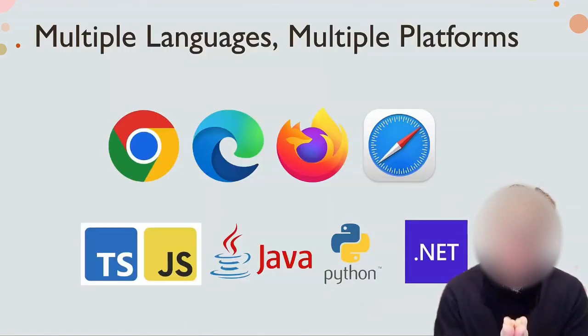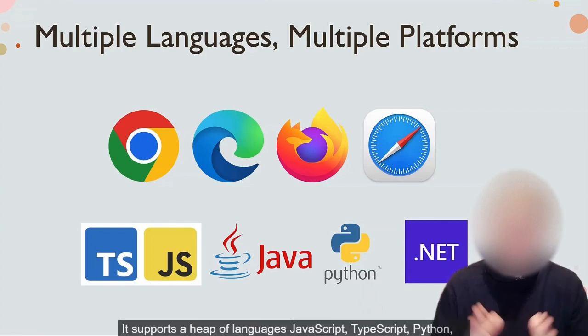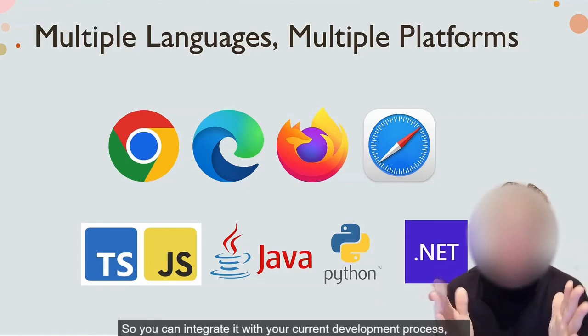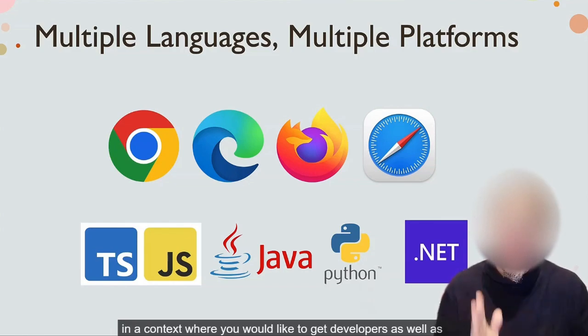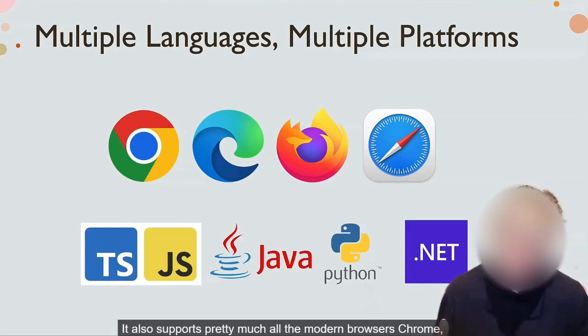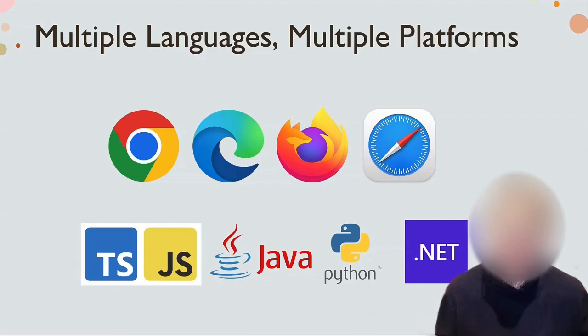One of Playwright's big strengths is how versatile it is. It supports a heap of languages: JavaScript, TypeScript, Python, C#, Java. So you can integrate it with your current development process, which is really important if you're in a context where you would like to get developers as well as testers participating in your test automation effort. It also supports pretty much all the modern browsers: Chrome, Firefox, WebKit, which is the basis of Safari, in their normal desktop mode or in mobile mode as well.